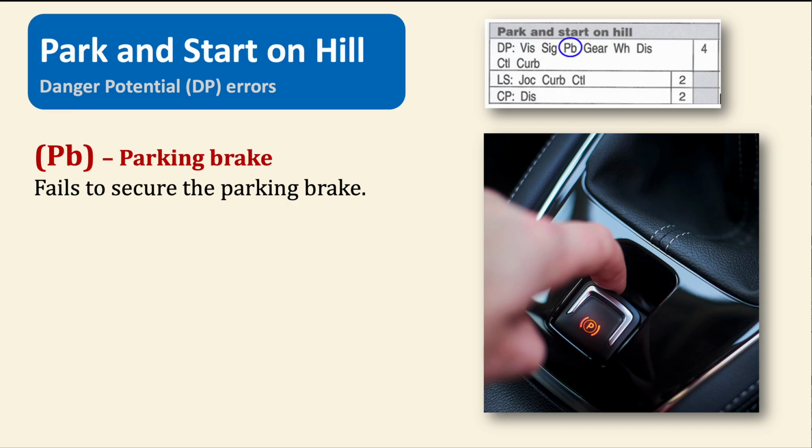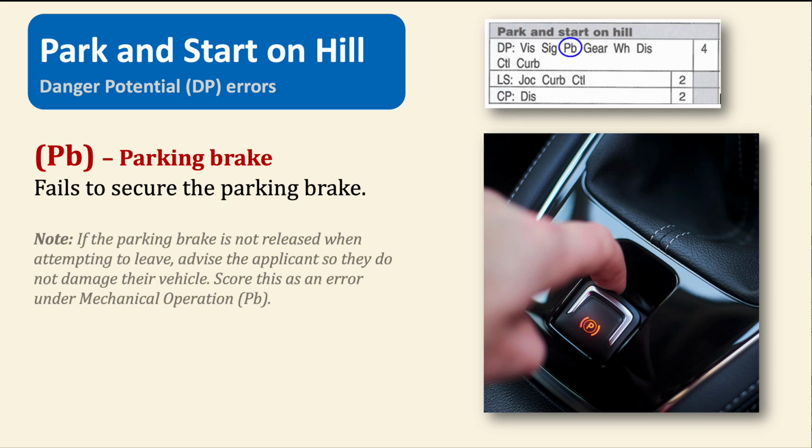All right, PB here is for parking brake. That's pretty easy. This means the applicant has failed to secure the parking brake. Now, if you look up in the upper right corner of your score sheet, under mechanical operation, there's also a PB there. That one is for when the parking brake is not released when they attempt to leave, and you tell them so they don't damage their vehicle. You score that one under mechanical operation, parking brake, which means they left the parking brake on and were attempting to move the car.